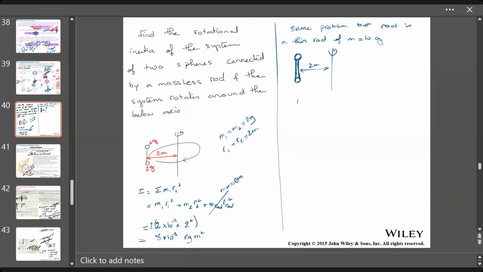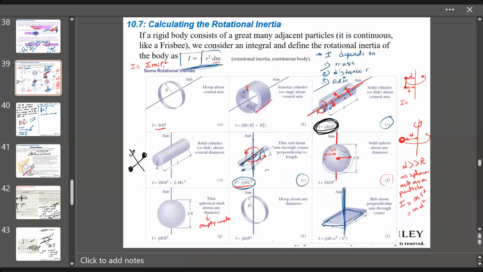I'm gonna essentially start with sigma m_i r_i squared, and this will be m1 r1 squared plus m2 r2 squared. However, for the rod, I will not just write that as mr squared. I have to put the rotational inertia of the rod itself. What is the rotational inertia of a rod? I will move to the table of rotational inertias. Now I have 3 cases for rods. Well, this one is for a thick cylinder. For rods, I have these 2 cases.